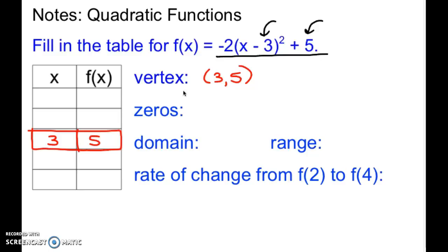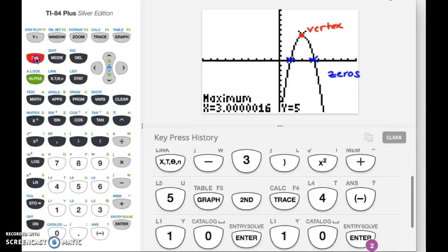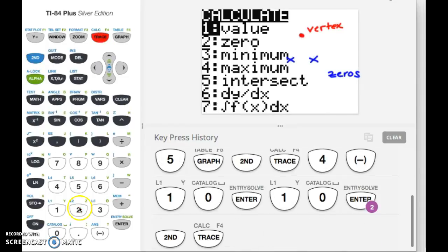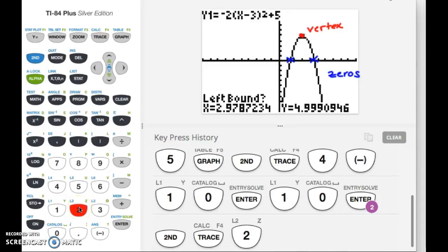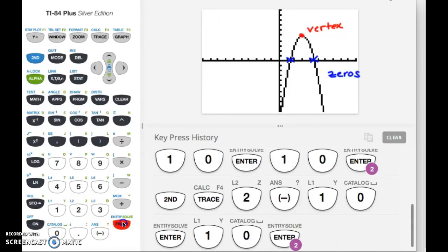Let's go ahead and find our zeros now. Okay, so I have 2 of them. Again, I'm going to hit second trace and zero. You can try to use -10 to 10 again, just like before, and it'll at least highlight one of the zeros. So notice how it's highlighting the one on the right. The one on the right is 4.581.